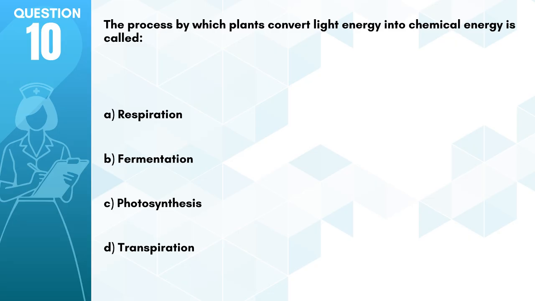Question 10. The process by which plants convert light energy into chemical energy is called A. Respiration, B. Fermentation, C. Photosynthesis, D. Transpiration.